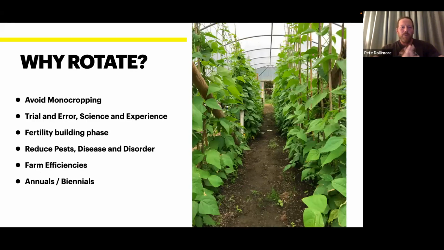So why do we rotate? The essential reason is to avoid monocropping, which traditionally has created problems for people, both in the modern era and in the past. I think trial and error is probably how people have been growing vegetables, and how agriculture has developed. And as far back as Egyptian times, there's evidence that they rotated their crops, all the way up to the Middle Ages.